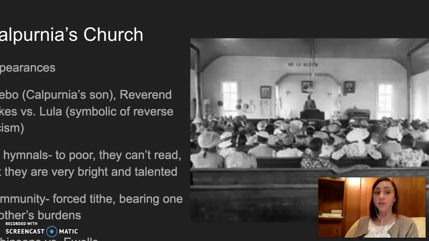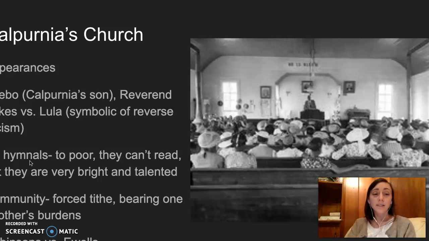Another thing to note about the church is that there are no hymnals. Why? Is it that they're too poor? It ends up being in the end that they can't read. But why is this significant? The hymnals come up one or two or three times throughout the chapter as a symbolic element. And what do they symbolize?